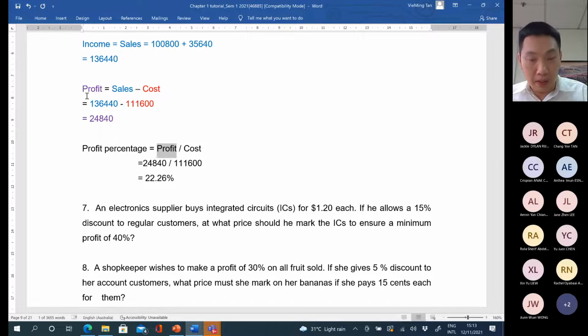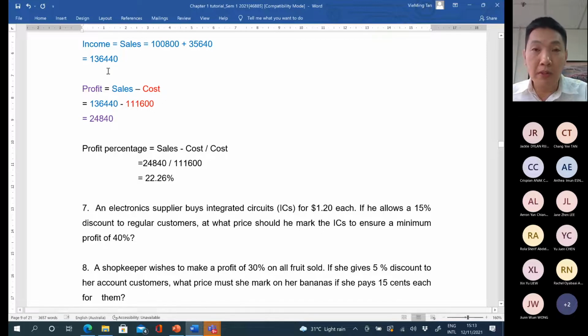Okay, modify the formula. Sales means the income. Minus cost divided by cost. So you may find that actually the cost is the denominator. Cost is always the denominator. Okay. So sales minus cost actually is the profit, which is this number.